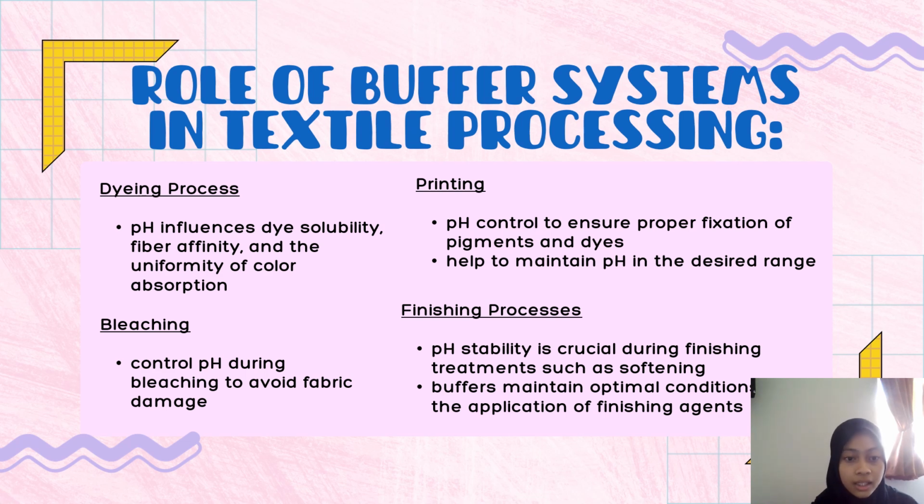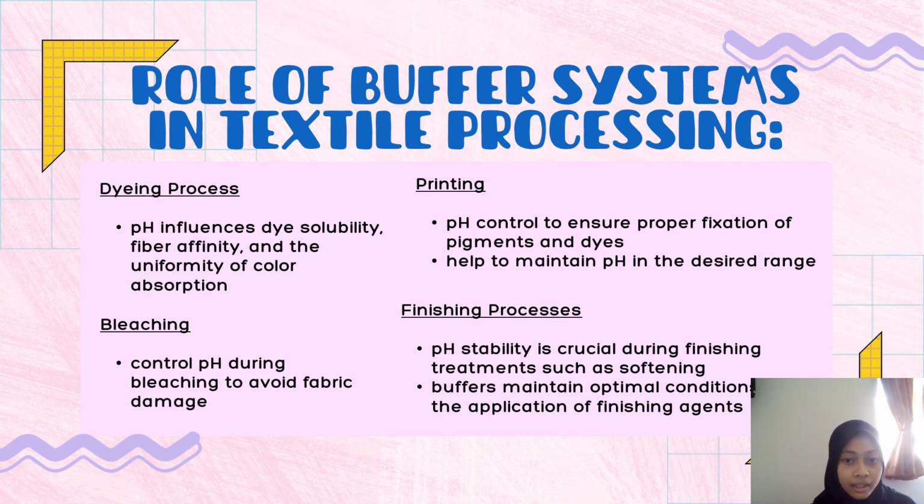Next is bleaching, which is to control pH during bleaching to avoid fabric damage. Generally, we know that bleaching is to eliminate the natural pigments, stains, and impurities from fabric, to ensure the fabric is uniform white and ready for dyeing or printing process.